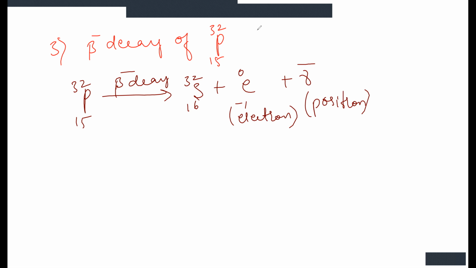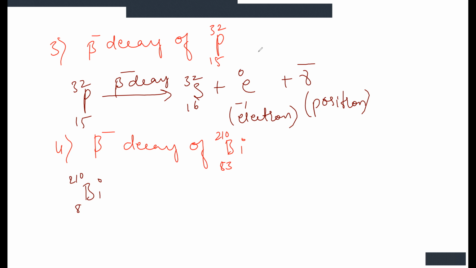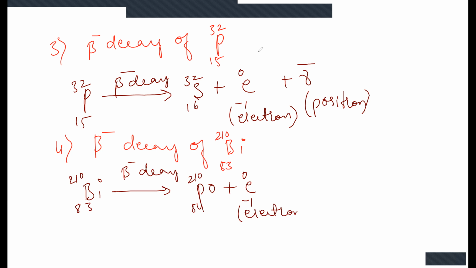Same thing for the fourth one: beta minus decay of bismuth 210. If you write the nuclear reaction for this, bismuth 210, when it undergoes beta minus decay, is going to produce polonium 210, and along with this it is going to produce one electron, and then one neutrino.